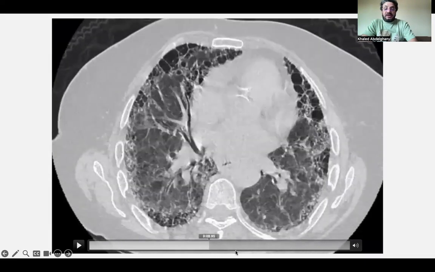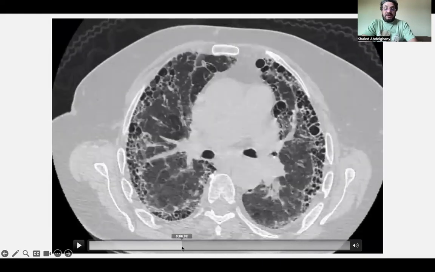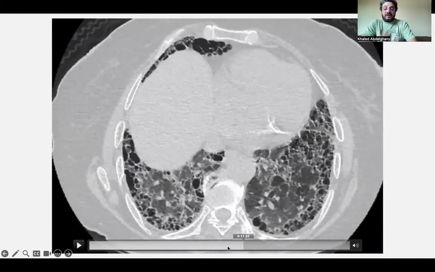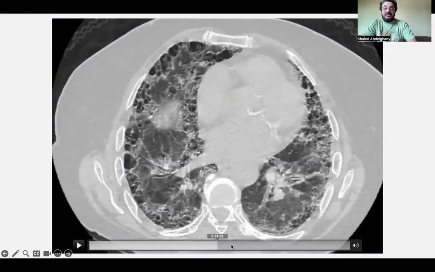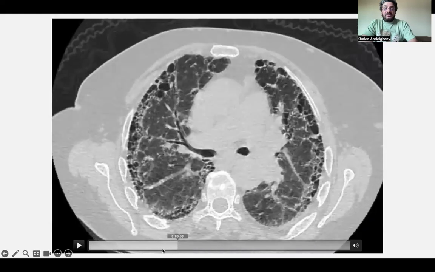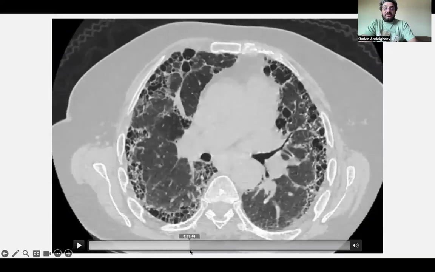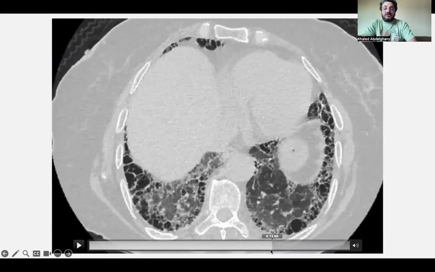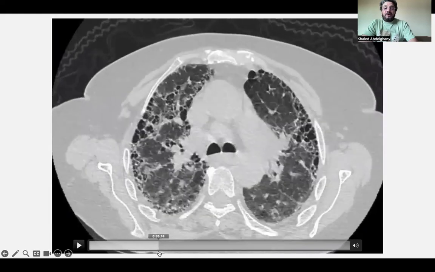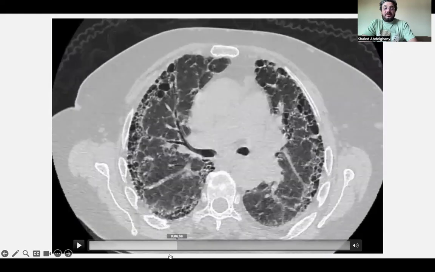In this case, and this is a feature of HP, we have to check whether this mosaic attenuation and air trapping are confined to the lower lobes, which is allowed in typical UIP, or included within the upper lobes. As we see here, the mosaic attenuation is confined to the lower lobes. So we are still in typical UIP pattern with no differential diagnosis. Otherwise, this will spoil the diagnosis.